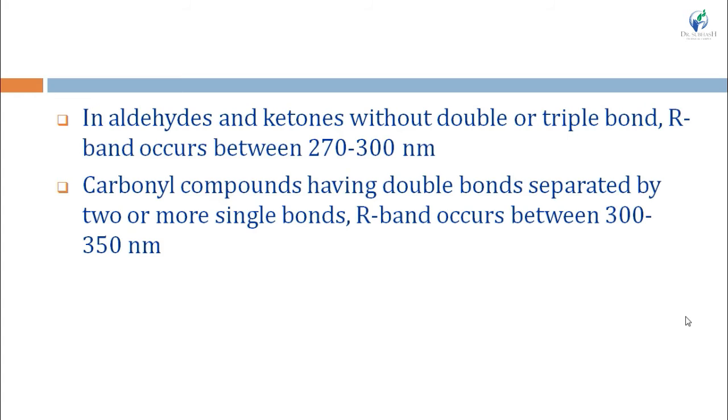Now in aldehydes and ketones, without double or triple bond, the R band occurs between 270 to 300 nanometer. But in carbonyl compounds having double bonds separated by two or more single bonds, the R band occurs between 300 to 350 nanometer. Usually the R band occurs between 270 to 300 nanometer, and in the second case it occurs between 300 to 350 nanometer.